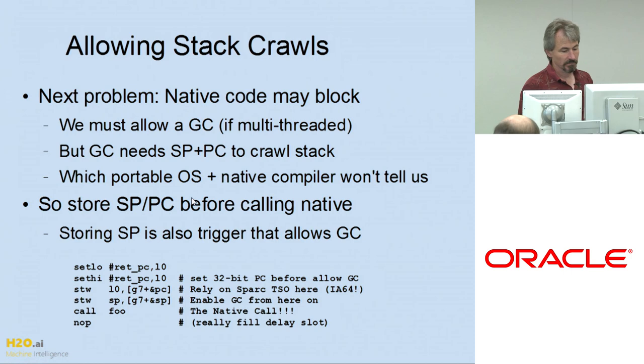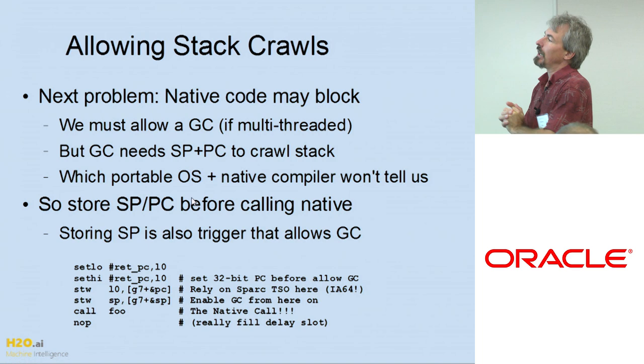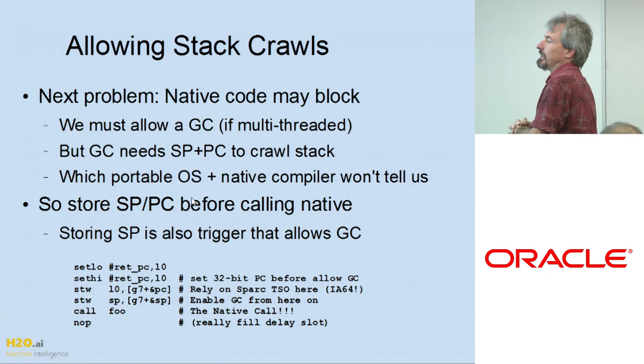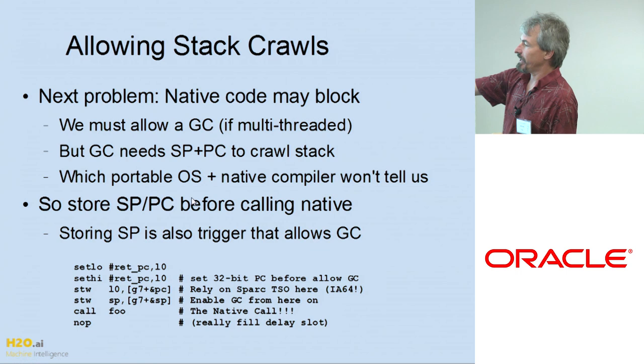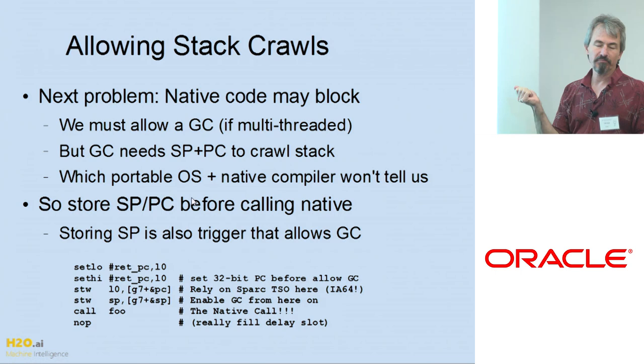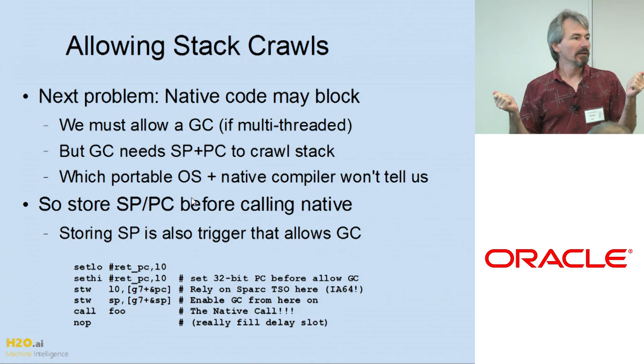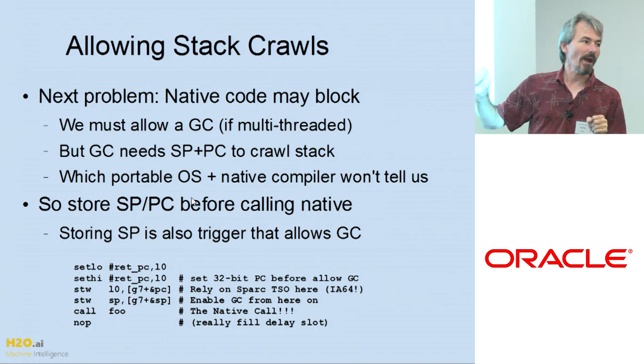I have to do stack crawls for GC, but GC needs a stack pointer and a PC, which the portable OSs won't give us, at least not reliably. So I'm going to store it down before I call the native code. You can't read it now because the chart's off the bottom, but it basically says build a constant, which is a return program counter. It's a unique token specifying the call location. Isn't that a cool trick? It tells me exactly where this call site is. It's your return PC. On an x86, I get it a different way, but there's some way to get that damn return PC right as a constant.